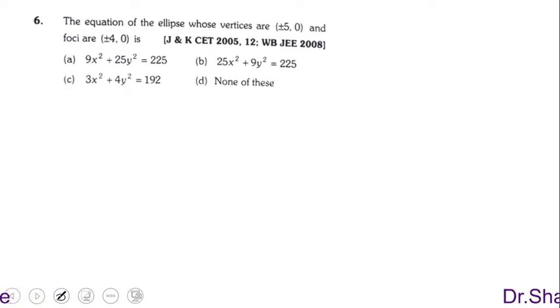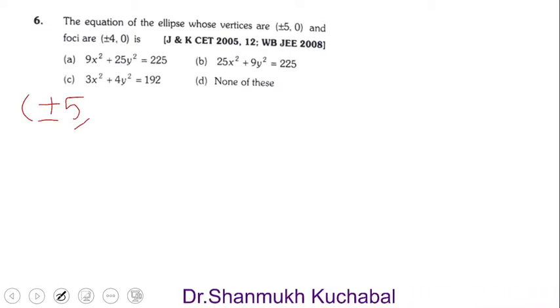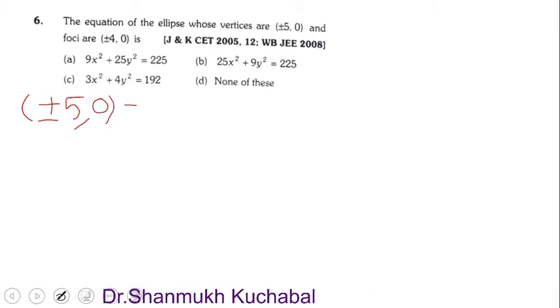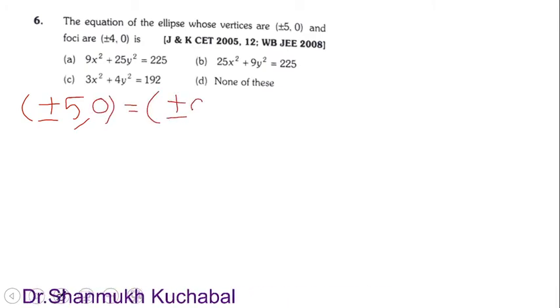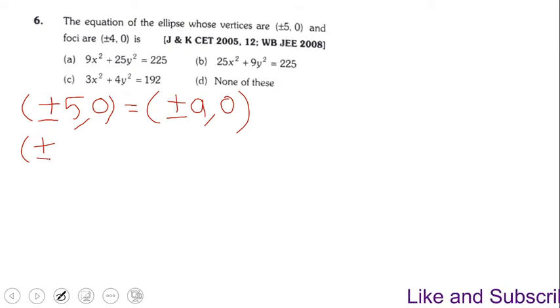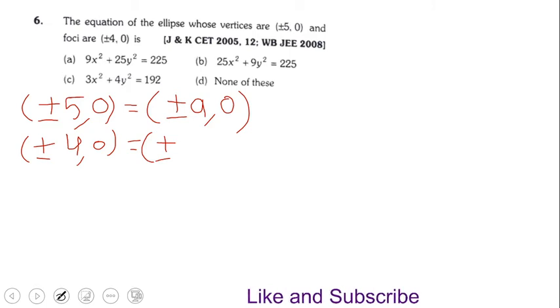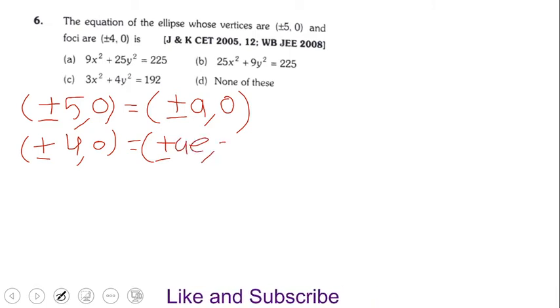The equation of the ellipse whose vertices are given. So vertices, they have given plus or minus 5 comma 0. So vertices are plus or minus a comma 0, standard formula. And foci are plus or minus 4 comma 0. So foci is plus or minus 4 comma 0. Foci here we can take as plus or minus ae comma 0.